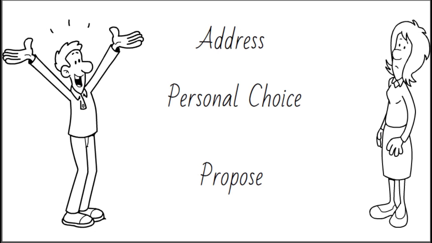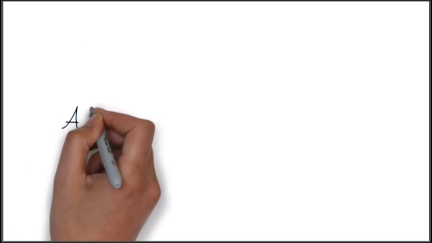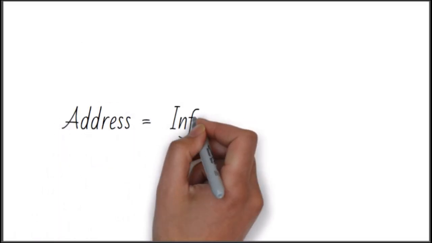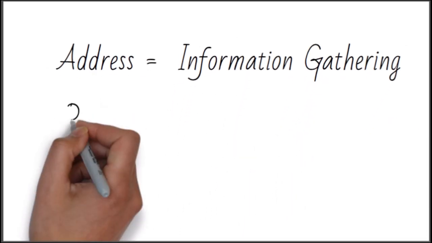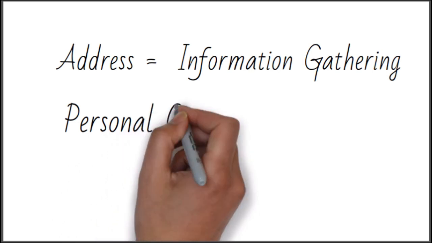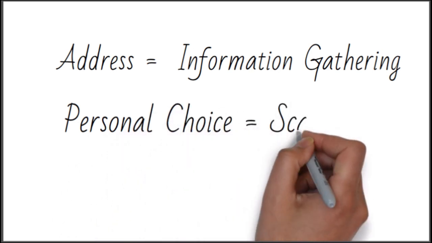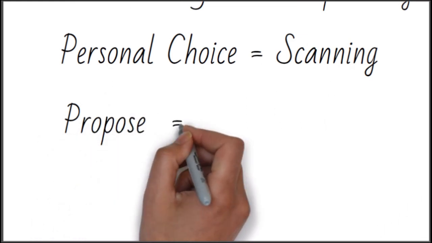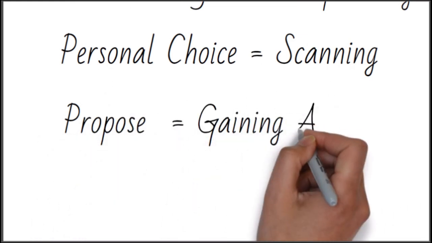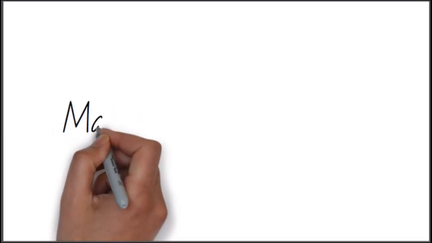If you look closely, the steps that Jack followed, the same story is being followed in the chain of cybersecurity. For example, there is an address in the first step. The address can be termed as information gathering. Afterwards, Jack learned the personal choices and likings of Rose. That can be termed as scanning in cybersecurity. And the proposal can be termed as gaining access in cybersecurity.